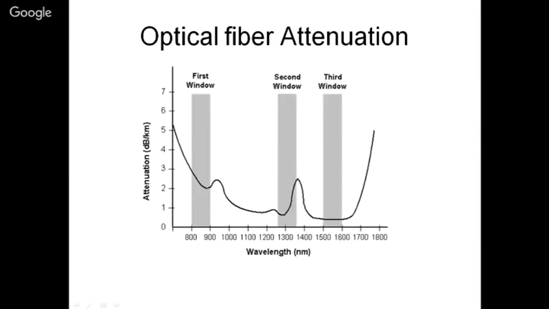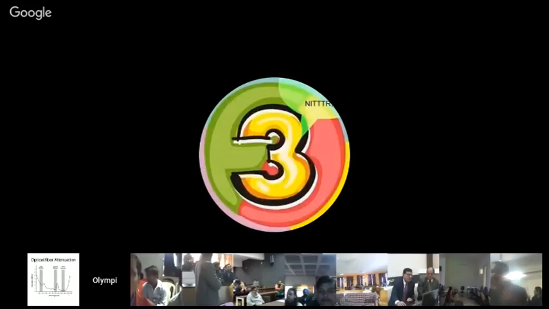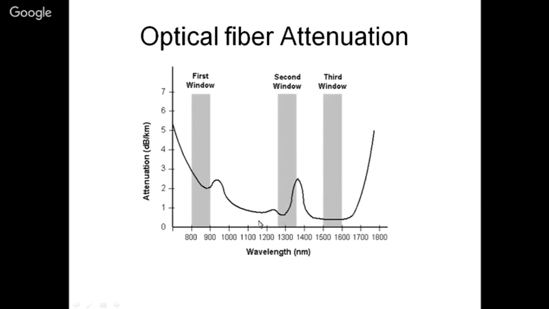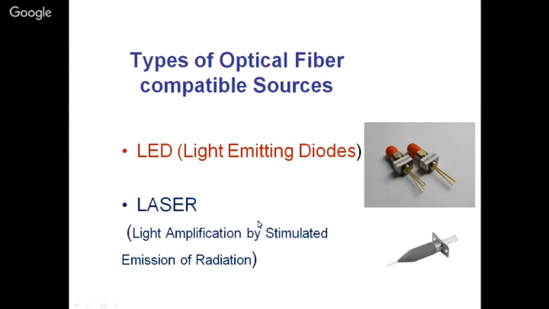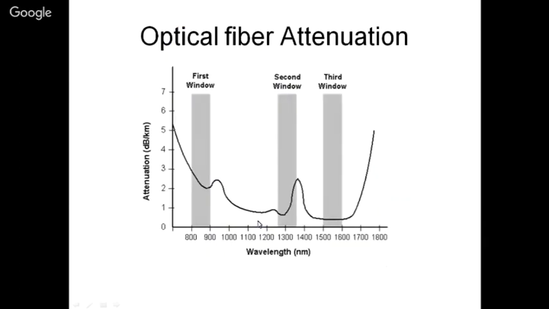Probably it cannot be transmitted over longer distance. And the first window, as you can see in this, is between 800 and 900 nanometers, which is near infrared. And the sources could be modified to get light in this region.